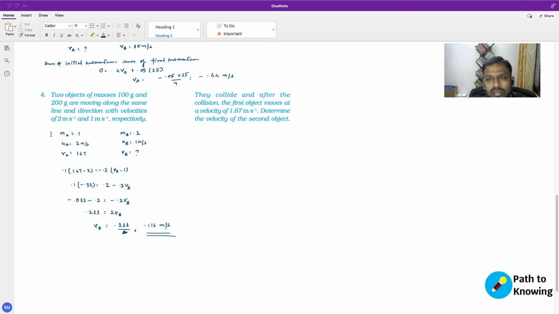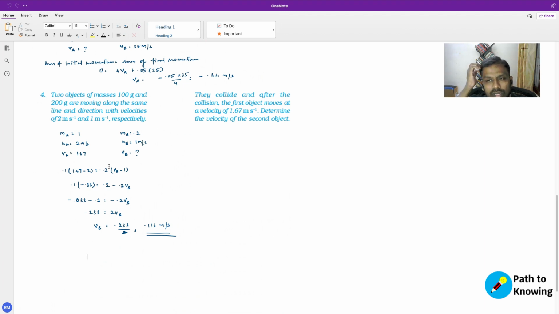So let's consider the first object to be A and the second object to be B. We knew that the first object is 0.1 kg, the second object is of mass 0.2 kg. The initial velocity is 2 meters per second for object A, and the initial velocity is 1 meter per second for object B. Now, the final velocity of the first object is 1.67. We need to find the final velocity v_B. So we knew that, based on Newton's third law and the law of conservation of momentum, the sum of the initial momentum should be equal to the sum of the final momentum, right?